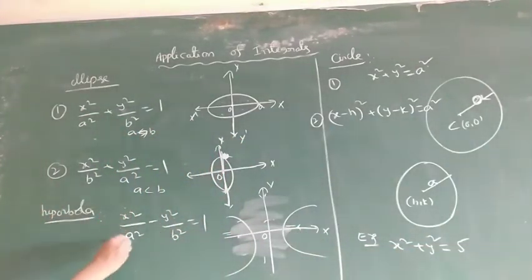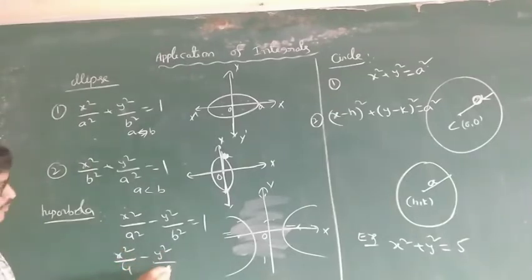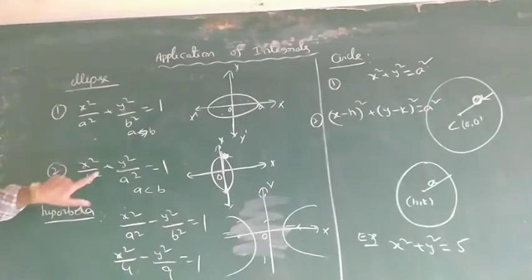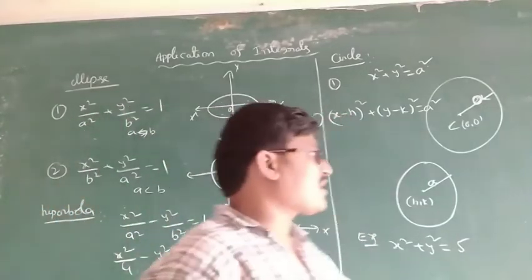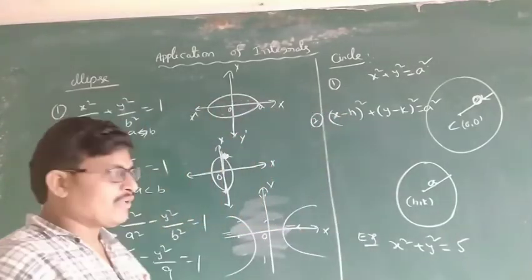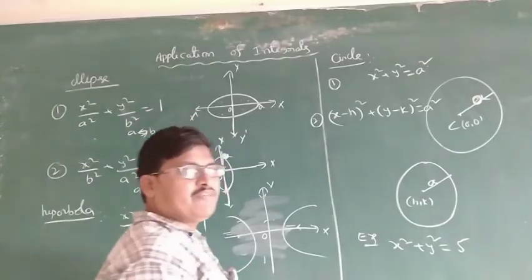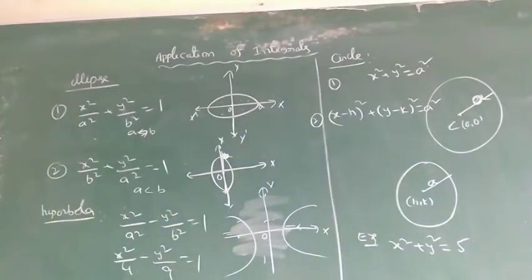So what is the hyperbola? x square by 4 minus y square by 9 is equal to 1. Here a square is equal to 4, b square is equal to 9. With a plus sign it would be x square by 4 plus y square by 9, the ellipse. Okay, circle equation. And the straight line: ax plus by plus c is equal to 0.